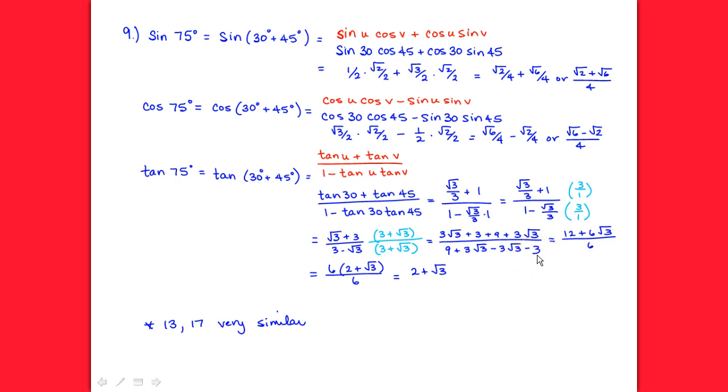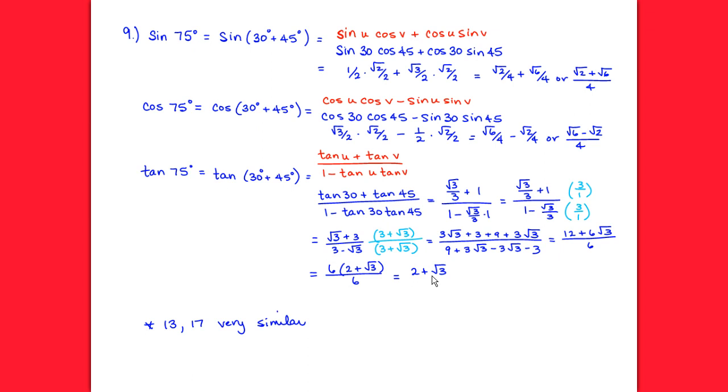So now we can do some simplifying. 3 square roots of 3 and 3 square roots of 3 is 6 square roots of 3. 9 and 3 is 12. In the bottom, the 3 square roots of 3 and negative 3 square roots of 3 drop out. That leaves me with just 9 minus 3, which is 6. It would be tempting to cancel this 6 top and bottom, but remember you can't cancel things that are being added, only things that are being multiplied. So I have to factor that 6 out of the top, and then I can cancel it top and bottom to get to that 2 plus the square root of 3.